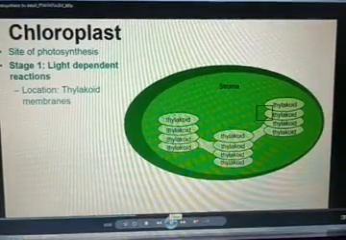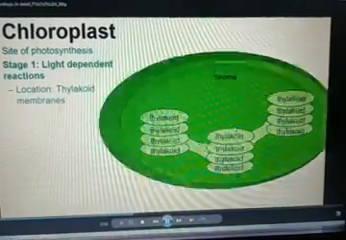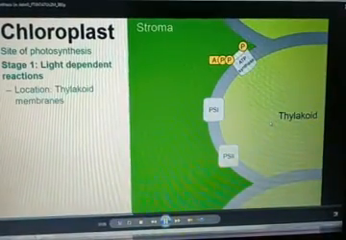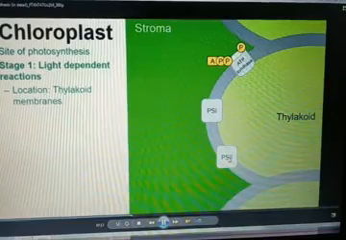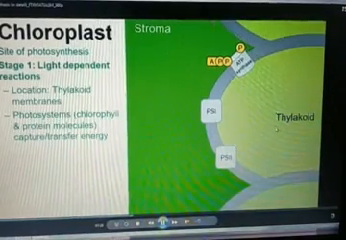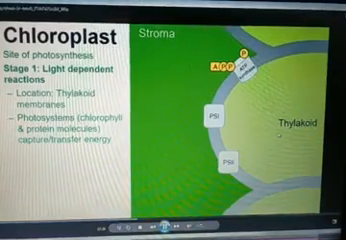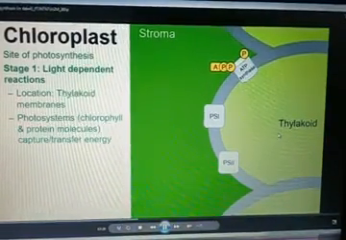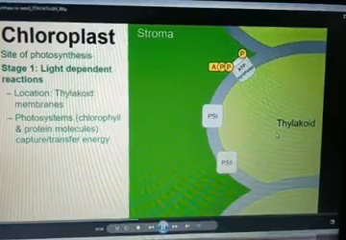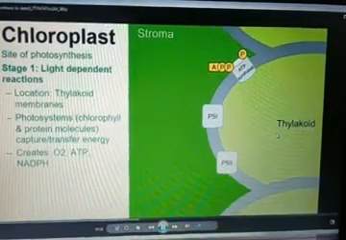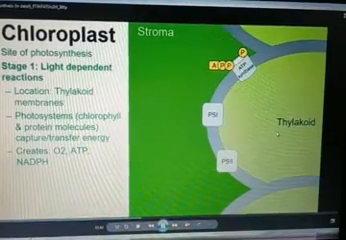Now let's look at that black box. I just want to zoom in on that. You can see some things embedded within the membranes of the thylakoids. You can label them as PS1 and PS2, photosystem 1 and photosystem 2. They are the reaction centers or the trap centers. In these photosystems, you can find chlorophyll and protein molecules for capturing and transferring energy during the light-dependent reactions. And oxygen, ATP, and NADPH are also created.